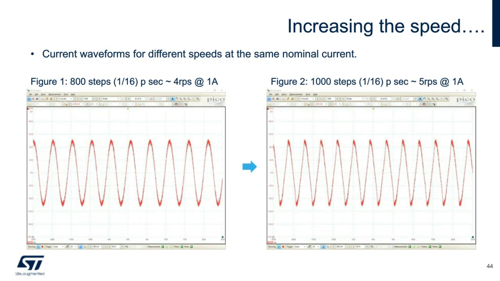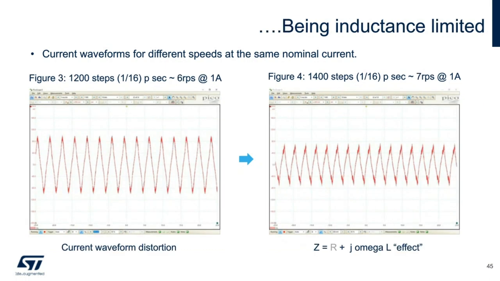If we are increasing the speed further, as on the figure 3, clearly the current waveform becomes now pure triangular waveform, indicating the limits of the system. What is the root cause? Is the driver limit or stepper motor limit? Let's have a look on the figure 4, where we increase the speed again to 1400 steps per second. Now we can observe that also the amplitude has decreased.